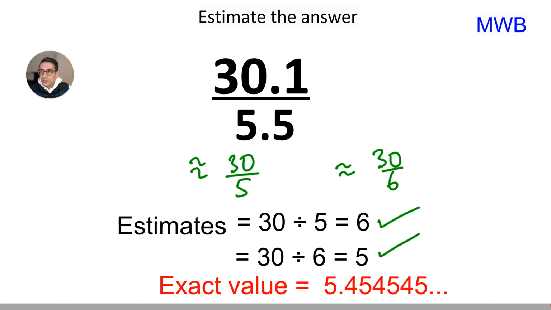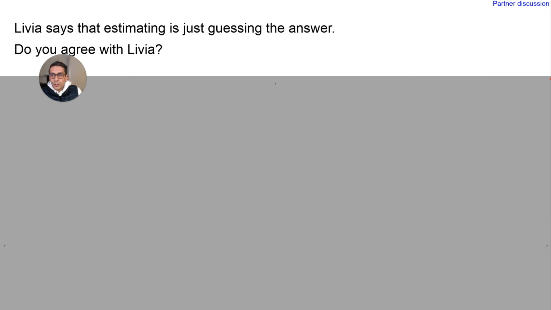Okay, so let's look at a few statements here. So Livia says estimating is just guessing the answer. Do you agree? So have a think. What do you think? Do you agree? I would say it's not just guessing, because this makes it sound like it's random. It's more of an educated calculation.